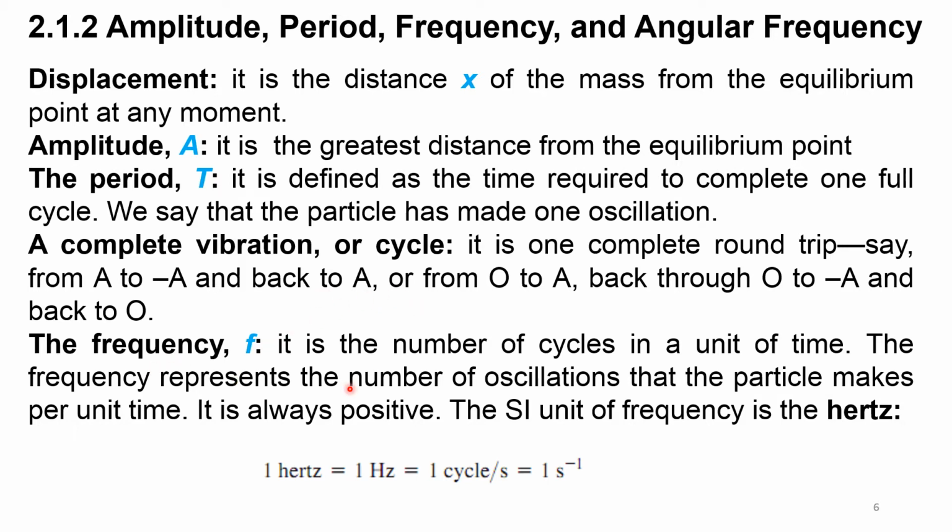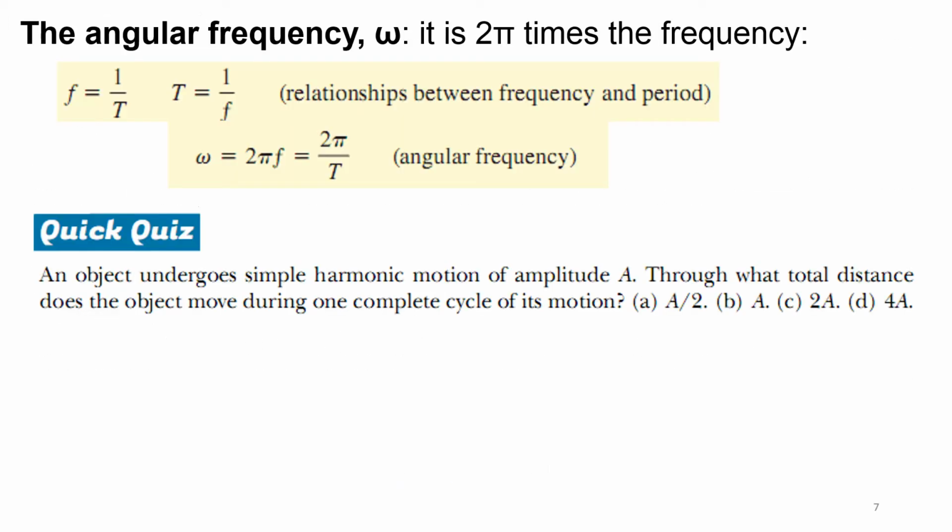And the frequency f is the inverse of the period, which means the number of cycles per unit time. Mathematically, the frequency is equal to the inverse of the period T. T is the inverse of the frequency. And the angular frequency is 2 pi times the frequency, meaning 2 pi over T.